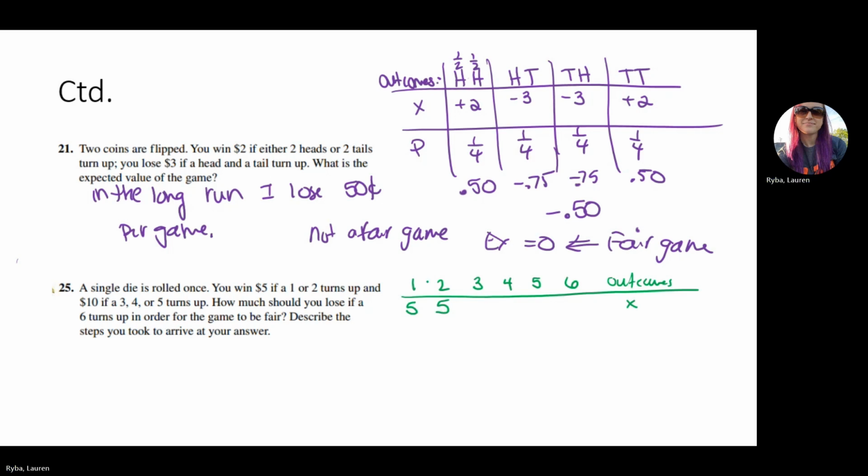I gain $10 for a 3, $10 for a 4, $10 for a 5. And this is my unknown. I want to figure out what I need to have here in order to make this a fair game. Well, rolling a die is a fair, equal probability distribution. There are 6 sides of the die, so each side happens 1/6 of the time.